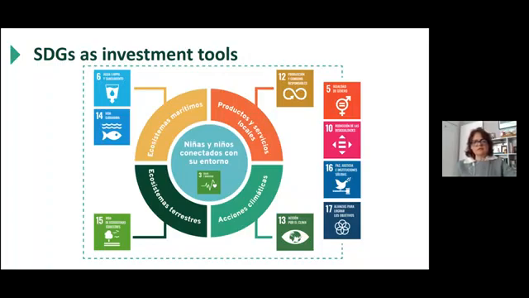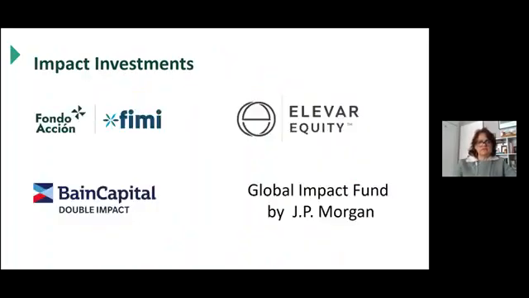Despite the fact that these are more policy-oriented standards, they are very key for decisions regarding your investments. And one kind of mission-oriented investments that we have at Fondo Acción are impact investments. And this is understood as investments where you not only are seeking a financial return, but also a social and environmental return. We operate our own impact investment fund, which is called FIMI, where we support small enterprises in Colombia that bring social and environmental returns.